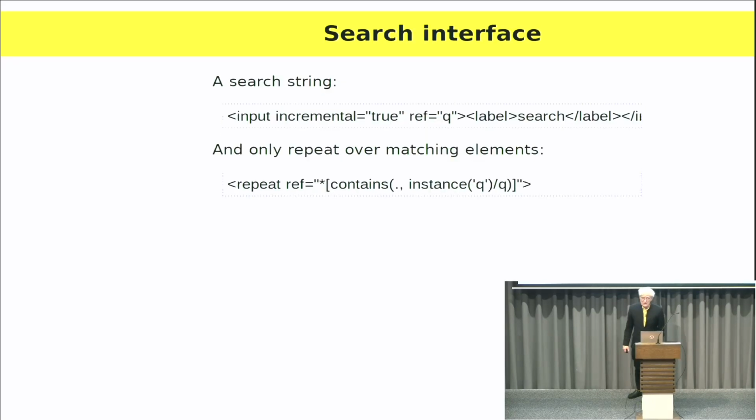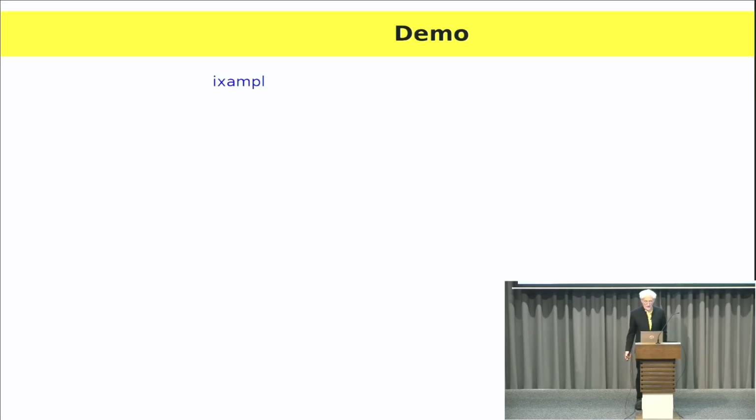I added a search in, so the essential part is the search interface. I just have a single line that inputs a query for searching. Then I change that top level repeat so that it only repeats over elements that contain the search string. Simple and effective. So now we go back to the demo.